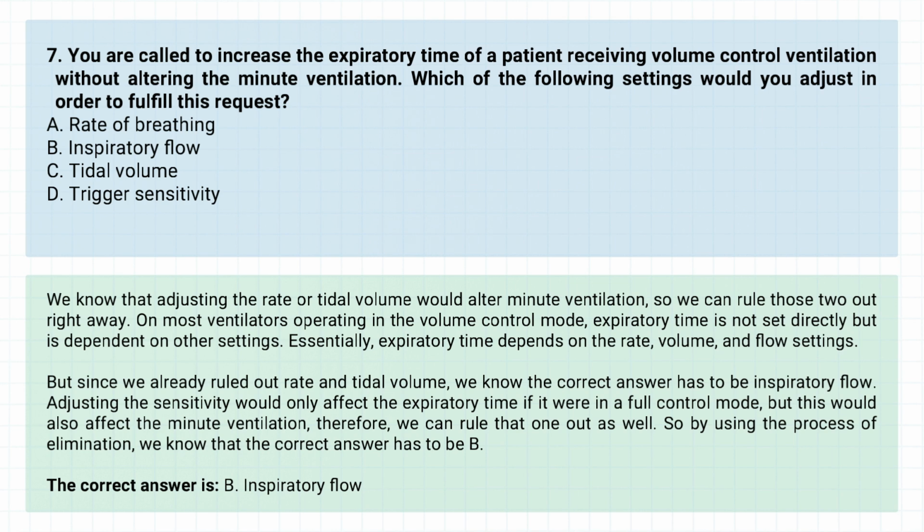Adjusting the sensitivity would only affect the expiratory time if it were in a full control mode, but this would also affect the minute ventilation. Therefore, we can rule that one out as well. So, by using the process of elimination, we know that the correct answer has to be B, inspiratory flow.